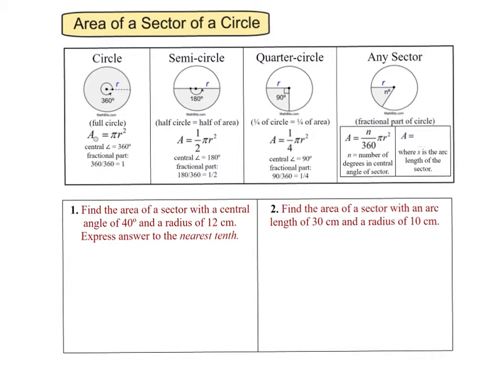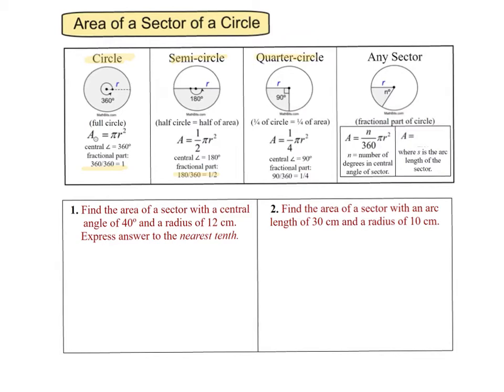All right, take a look first here at a circle. A full circle means that you are going all the way around 360 degrees, so your central angle would be 360 degrees. So 360 degrees out of 360 degrees is 1. Now, if you're doing a semicircle, it means you're going 180 degrees. So 180 degrees out of 360 degrees is a half.